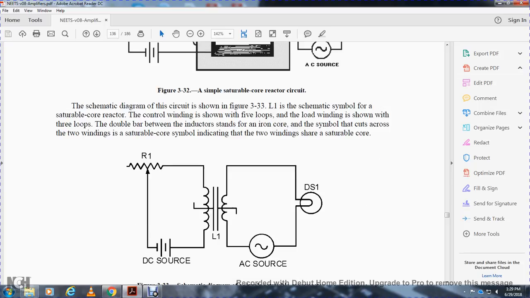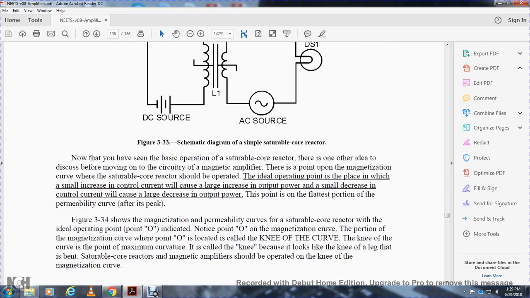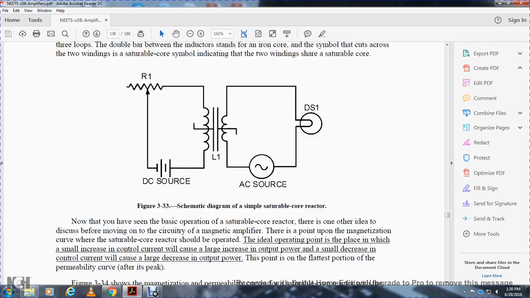Alright, resistor 1, a DC source, an AC source, DS1. Now you have the basic operation of a saturatable reactor. There's only one other idea before moving on to the circuitry of the magnetic amplifier.